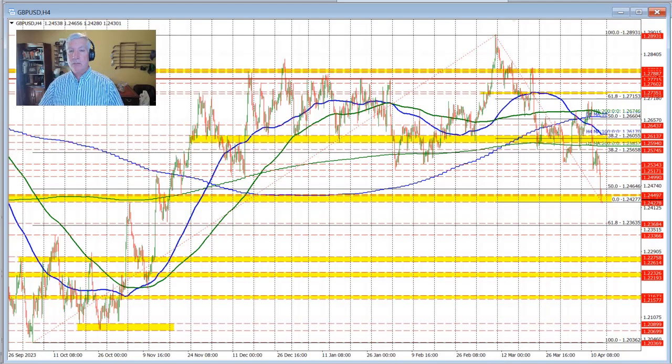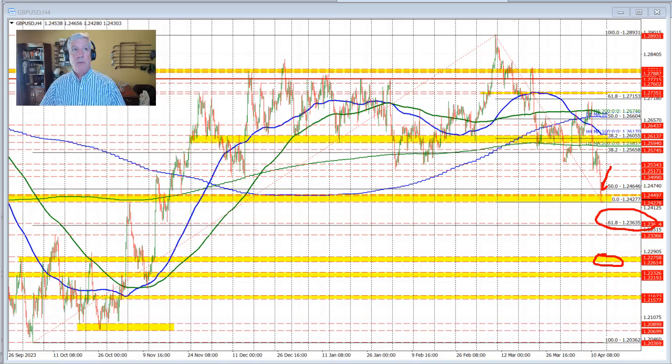1.24646. And as you can see, the corrective high price off of the low has found willing sellers against that level. So watch that level for close resistance now. Stay below that level. On the downside, we do have the 61.8% at 1.23635 as the next key target on the downside ahead of this swing area down here for the sterling versus US dollar.